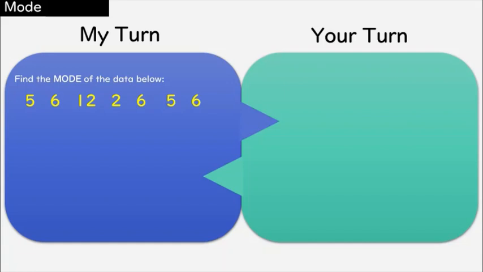Let's have a look at this here. This set of data, what's the mode? Well, the mode is the most common number. I've got 2 5s, 1 12, 1 2, and I've got 3 6s. So 6 comes up the most number of times, so the mode is 6. Your turn now. You won't need to write anything down, just have a look. What's the mode?